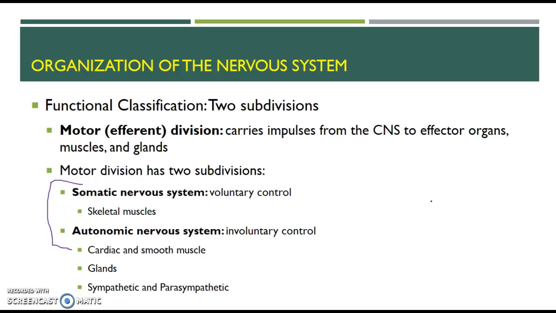The other division is autonomic, and a good way to remember the difference between autonomic and somatic is that autonomic sounds like automatic, which means that it does it automatically, or it's involuntary. You don't have any control over it. So this is going to be your cardiac and smooth muscles and glands, and this actually divides down even further into what we call sympathetic and parasympathetic, which we get into later on in a different lesson.